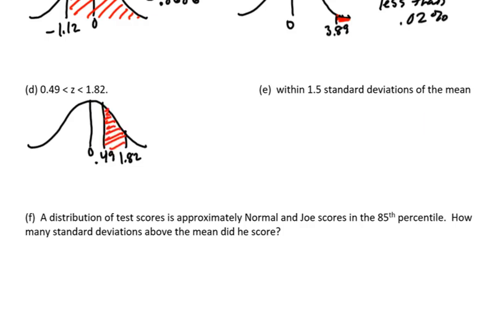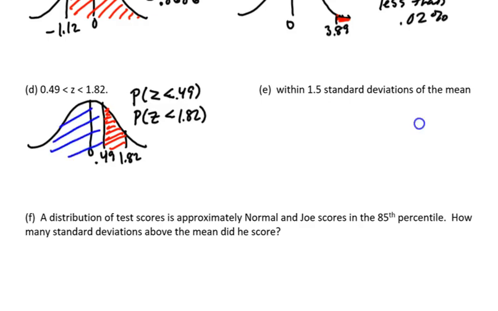What we're going to have to do is look up two values on the table. Look up the probability that z is less than 0.49. You might say, wait a minute, it's between, but let's look at z less than 0.49 first, and the probability that z is less than 1.82. Because less than 0.49 would be all of this area.